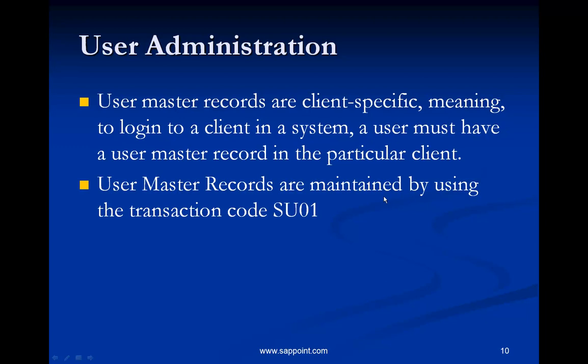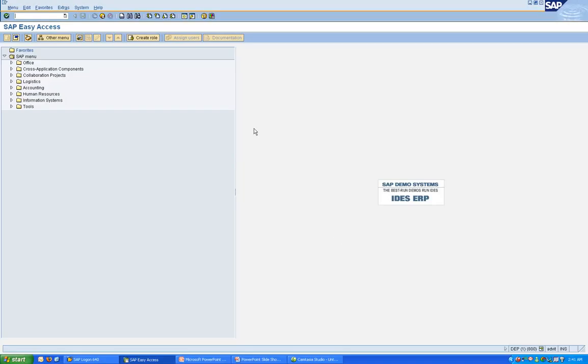Now let us log into the system and execute the transaction SU01 and go through those tabs, the address data tab, the logon data tab, and the remaining tabs, and see how we can maintain the information in those tabs and create a user ID and the user master record. So to create a user ID, the transaction code is SU01.